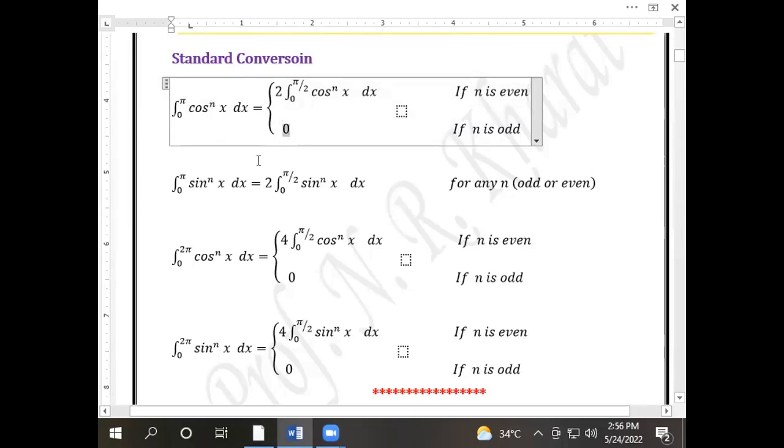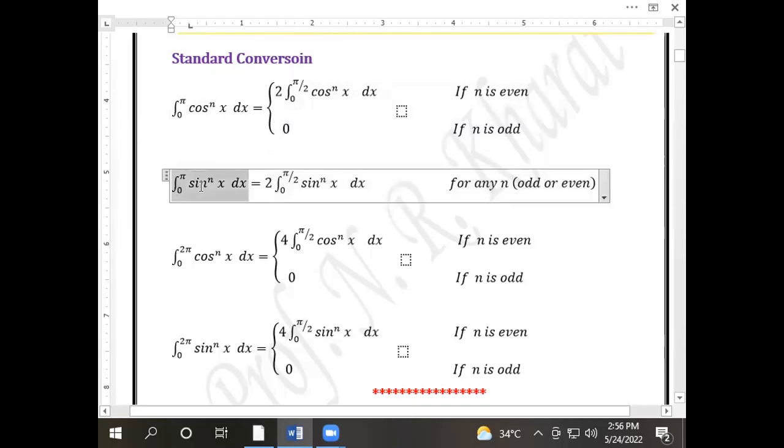In a similar manner, we define the standard conversion formula for sine whose index is n and limit runs from 0 to pi. There is no restriction on n. For any n, we can write this integration as 2 times the integral from 0 to pi by 2 of sine raised to n x dx. In cos, we have to identify whether n is even or odd. If n is even, 2 times. If n is odd, its value is directly 0. For sine, we always reduce the formula to 2 times the integration from 0 to pi by 2 of sine raised to n x dx.